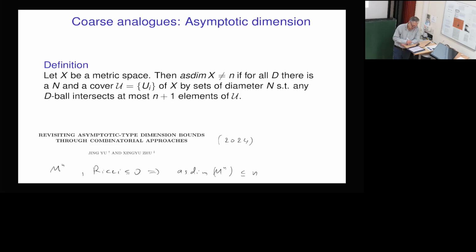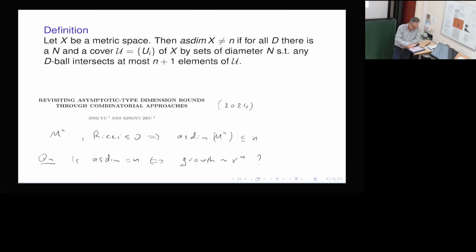Okay, so another result. There was a question whether, in my paper, Ricci less or equal to 0 implies that the asymptotic dimension is less than n. Of course, when you have Ricci less than 0, you have the growth condition, but you don't have local control. I mean, you don't have bounded geometry.